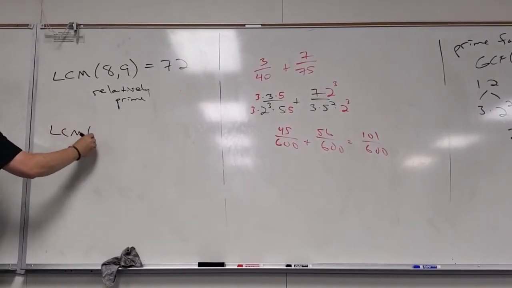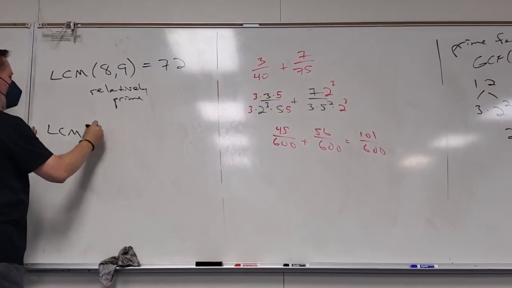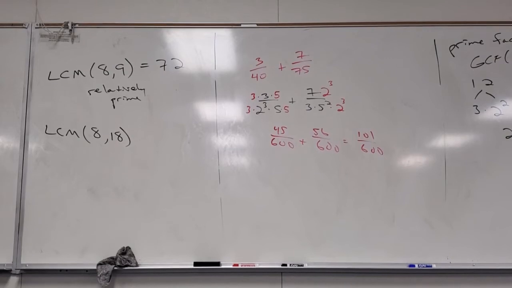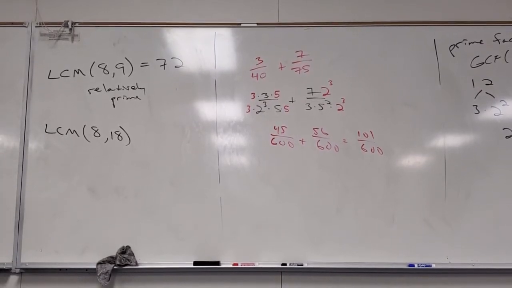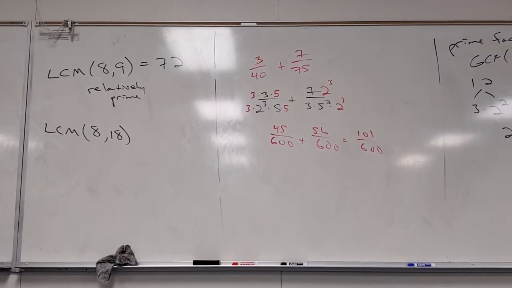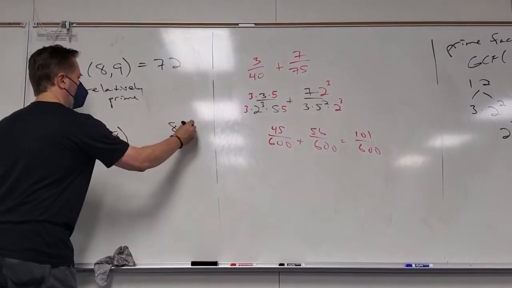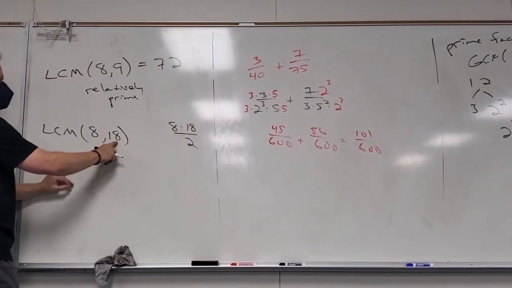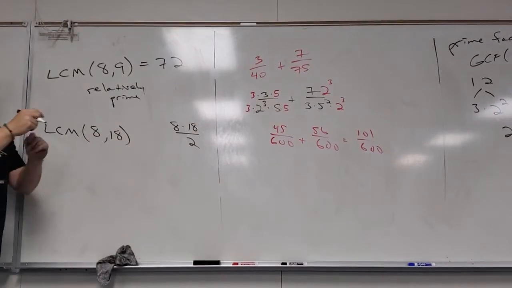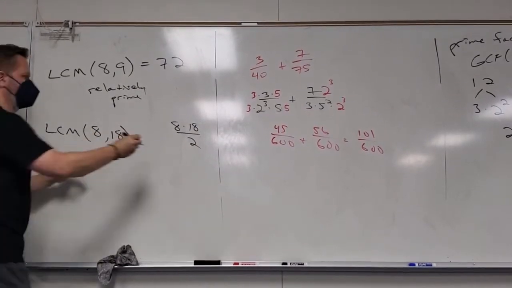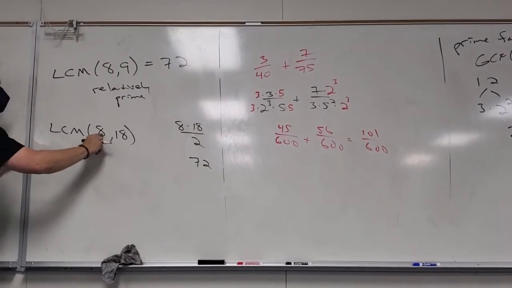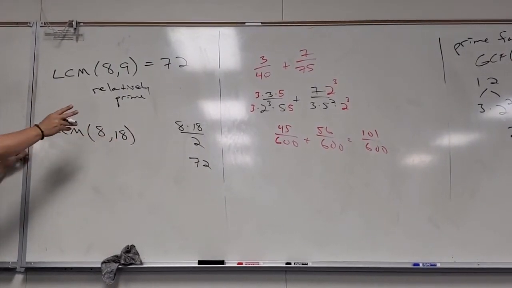But then I get people that, here's, what's the LCM of 8 and 18? Are those relatively prime now? No, right? What do they have in common? What's their GCF? Two, right? Somebody help me out. What is 8 times 18 divided by the number they have in common? 72. I love it. And the LCM of 8 and 18, let's do it. In fact, let's just do it this way.